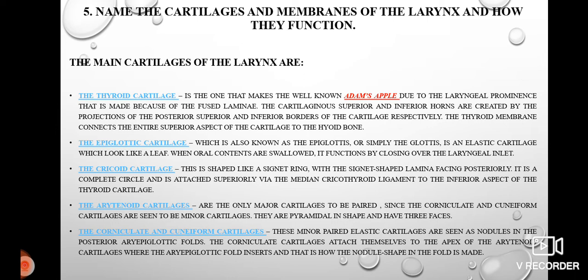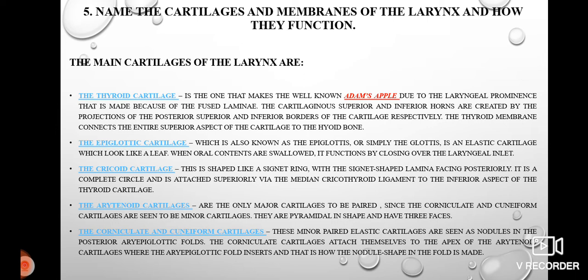And we have also here the epiglottic cartilage, which is also known as the epiglottis. It is an elastic cartilage which looks like a leaf, no, para siyang dahon. When oral content is swallowed, it functions by closing over the laryngeal inlet. And we have also the cricoid cartilage. This is shaped like a signet ring, with the signet-shaped lamina facing posteriorly. It is a complete circle and is attached superiorly by the median cricothyroid ligament to the inferior aspect of the thyroid cartilage.